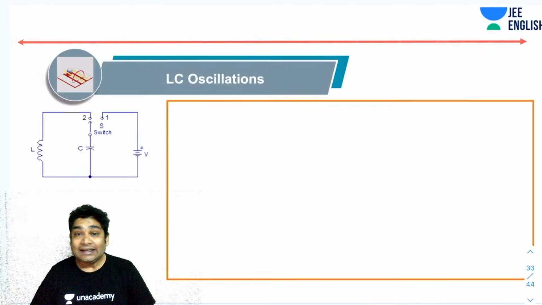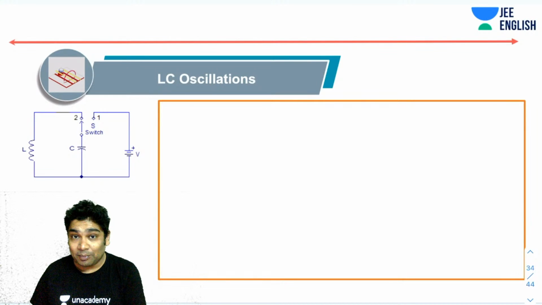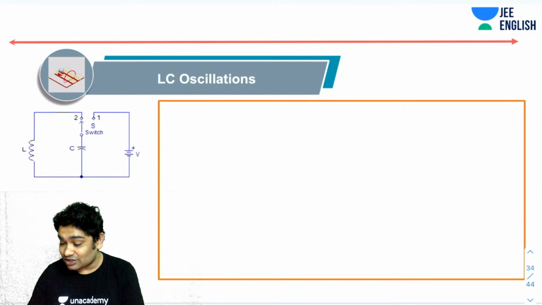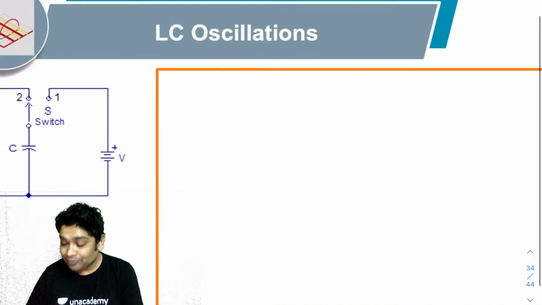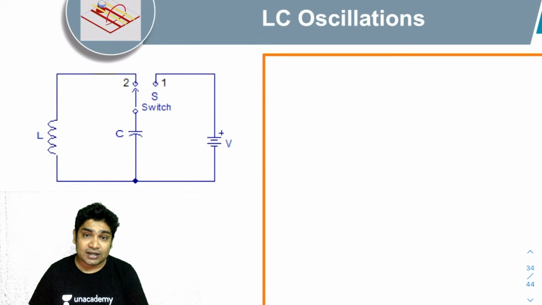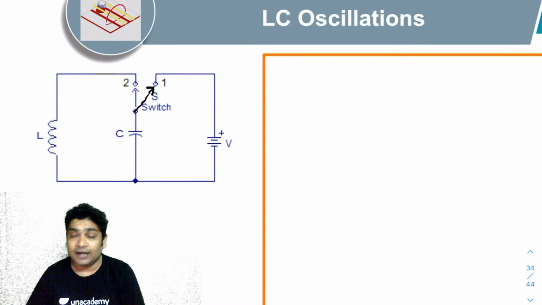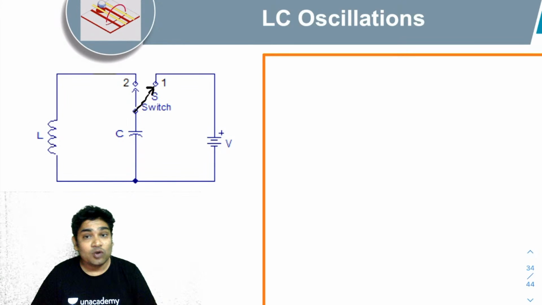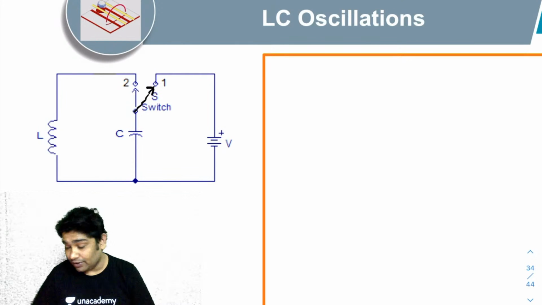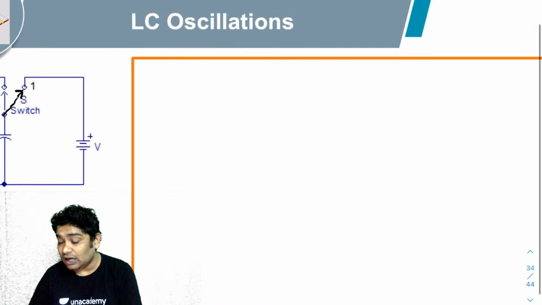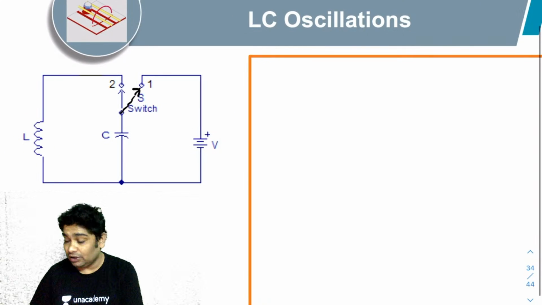Yes, so here is another important part that I wanted to discuss, LC oscillations. So let's quickly go over that. What you have is a typical circuit which has an inductor and a capacitor. Now, initially what you will do is connect it to position number 1. You will charge this circuit, and I will assume that the maximum charge on the capacitor is capital Q.